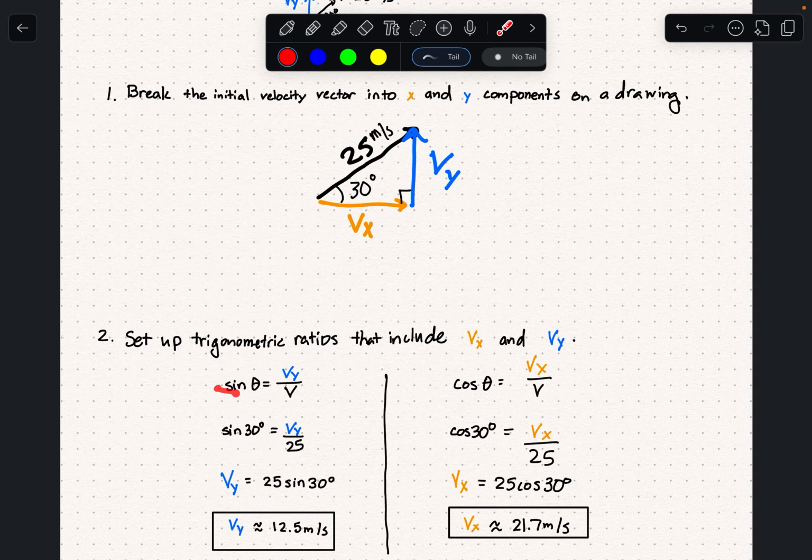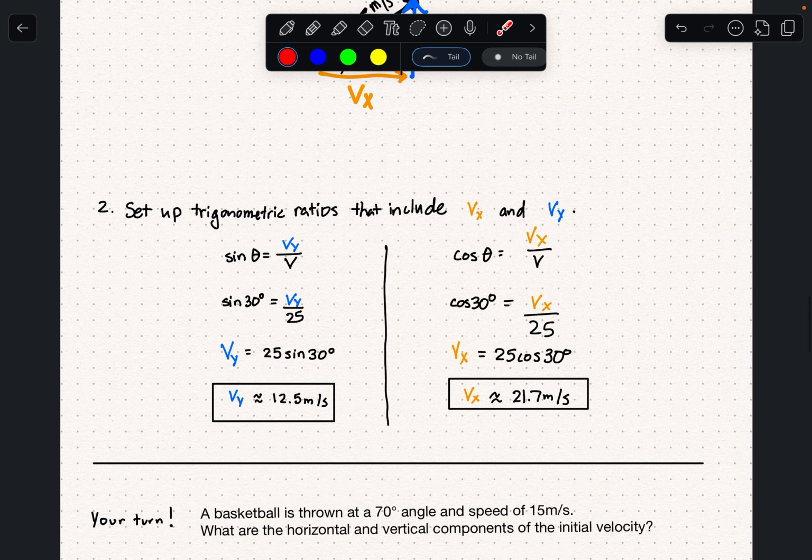The sine of angle theta is equal to the opposite side length divided by the hypotenuse length. Sine of theta is Vy over V. Filling in the numbers, we've got 30-degree angle, 25 meters per second. Last step, I'm going to multiply both sides of this equation by 25 to clear it out of the denominator. 25 times the sine of 30 degrees, that's the y velocity. You do that on your calculator, you're going to get around 12.5 meters per second.